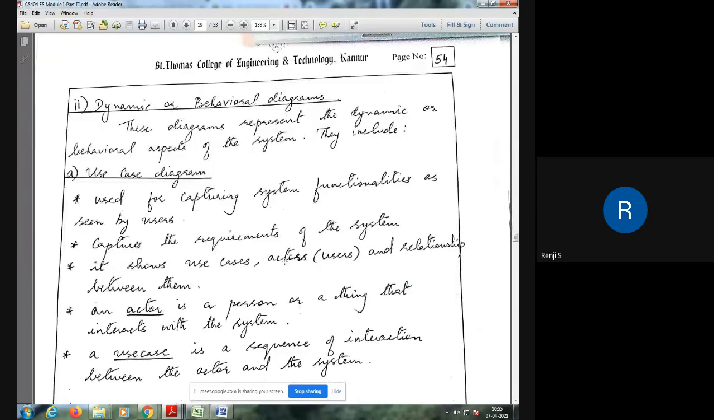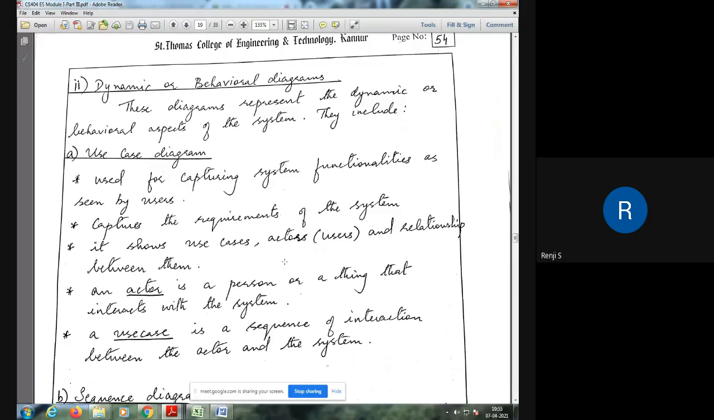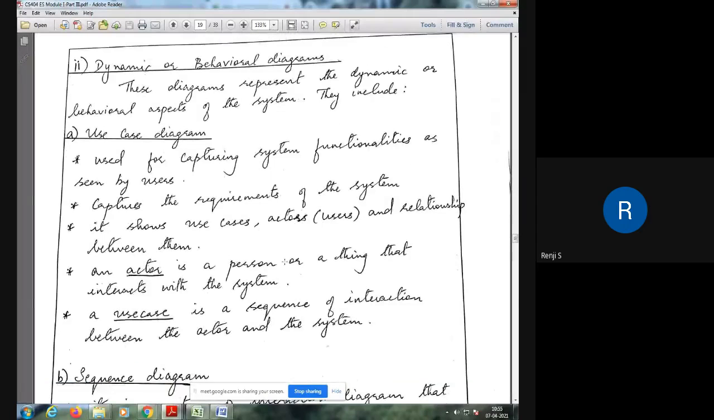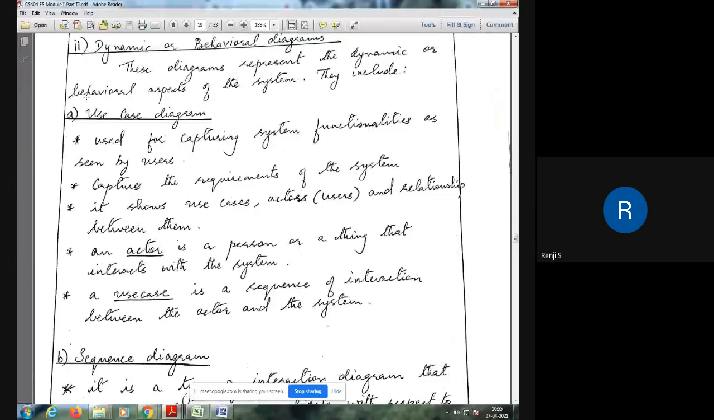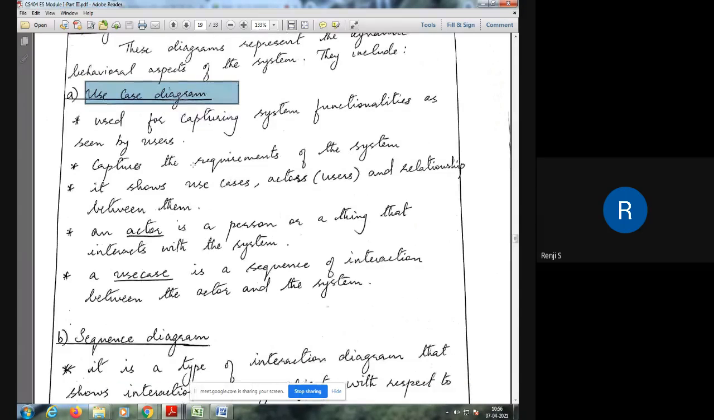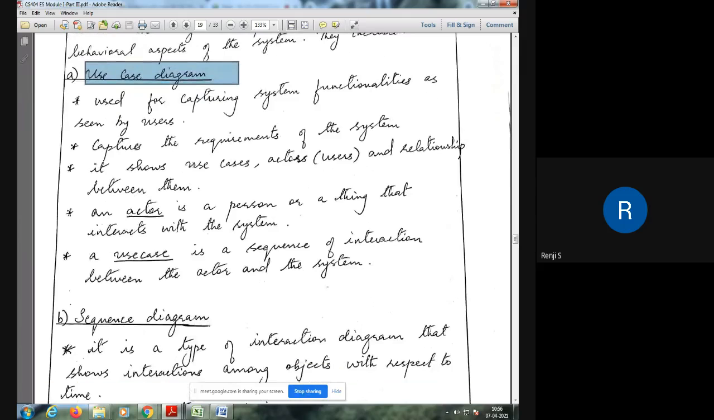Then next are the dynamic or behavioral diagrams in UML. So the dynamic aspects of the system can be represented in UML using 5 diagrams. The first one is the use case diagram. And this use case diagram is for capturing the functionalities of the system. What are the functionalities the system will do? That is captured in the use case diagram. And it captures the requirements.